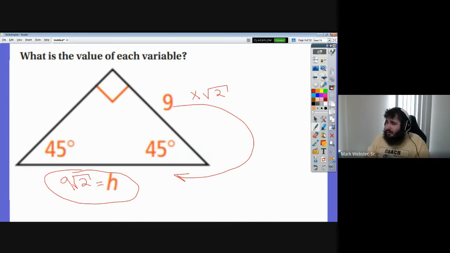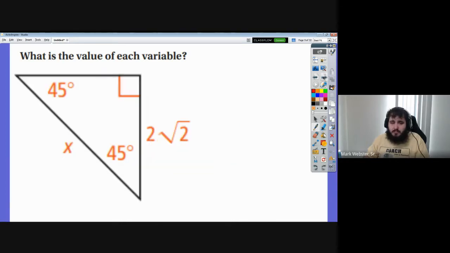So let's have you try your own. And I want you to try this one. All righty. Let's go ahead and try this out. So once again, we're starting with a leg, and we need to find the hypotenuse. So let's multiply by radical 2.